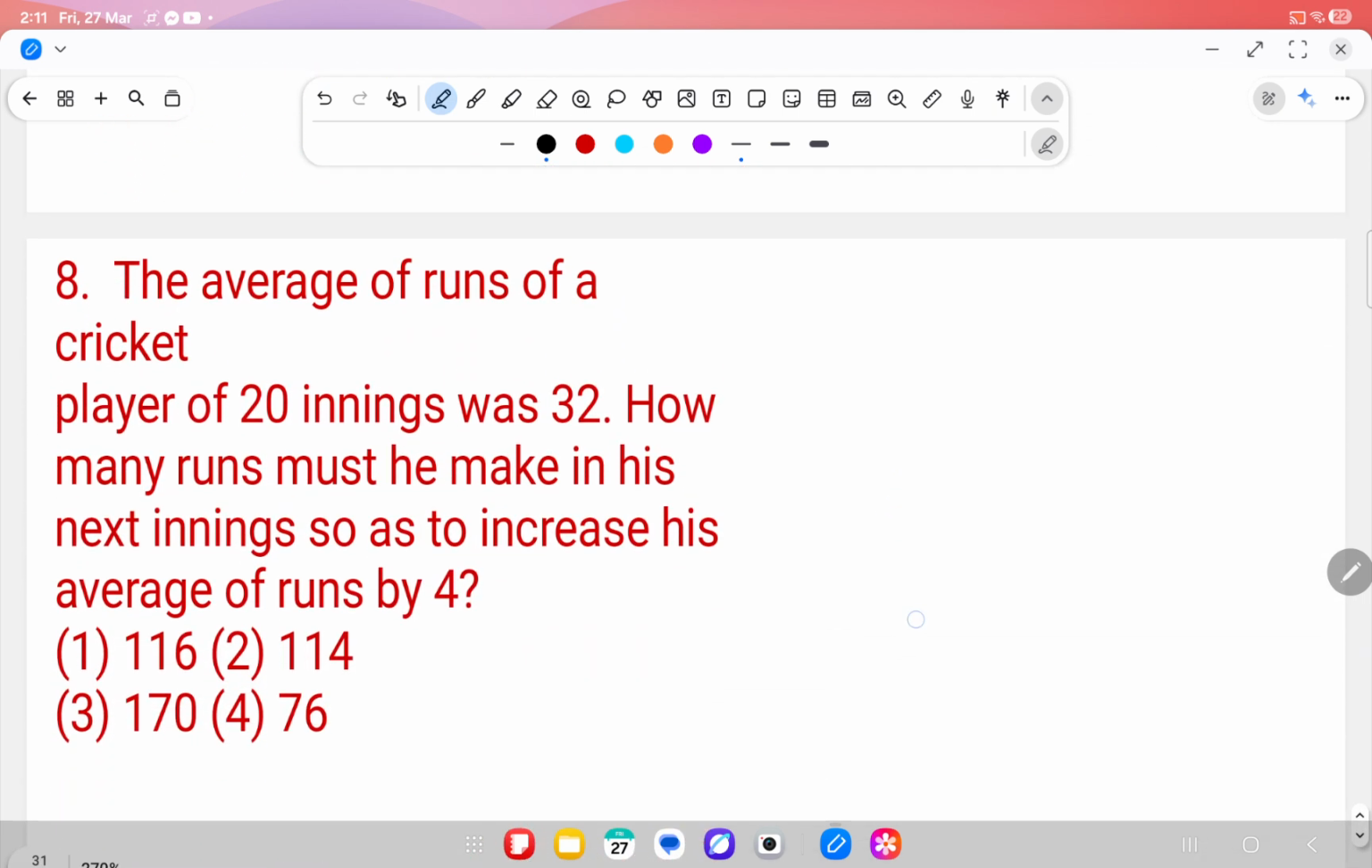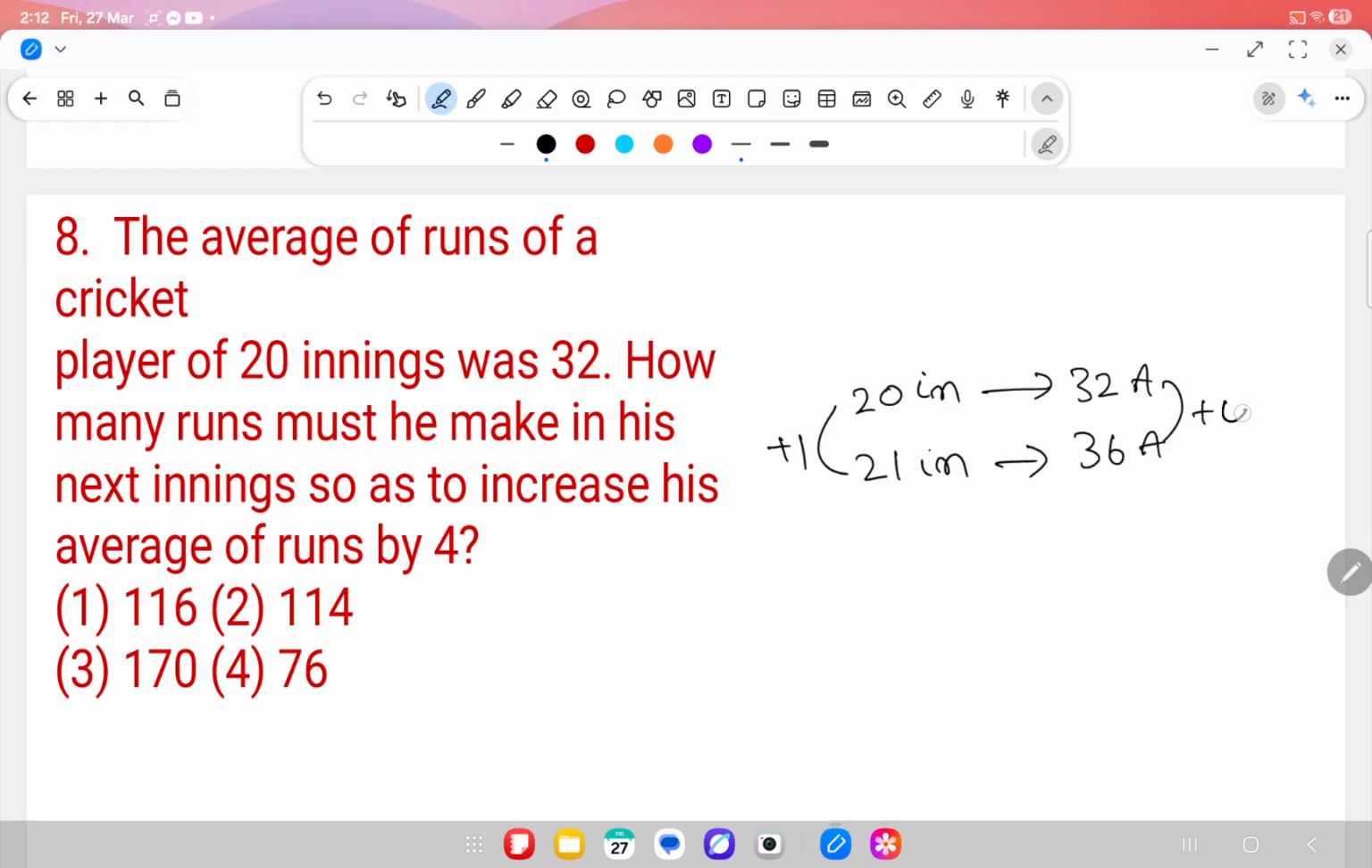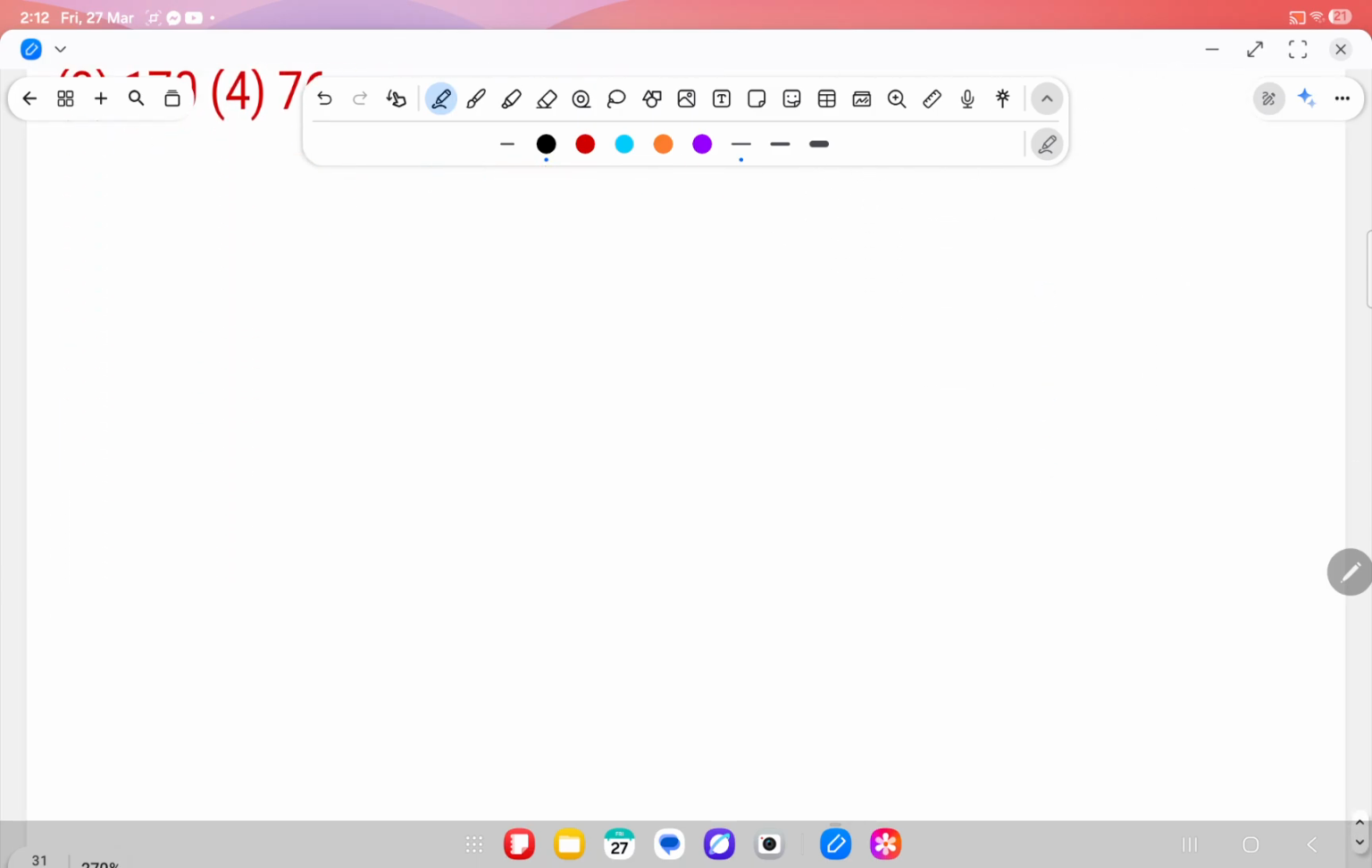Then the average of runs of a cricket player of 20 innings was 32. 20 innings was 32 average. How many runs must he make in his next innings so as to increase his average by 4? Means in the next innings, the 21st innings, his average should increase to 36. Here increased by 1, here increased by 4. 1 into 36, 36, plus 4 into 20, 80, will give 116. 116. Next.